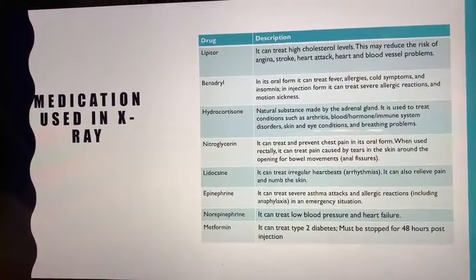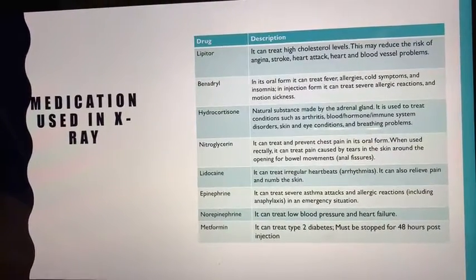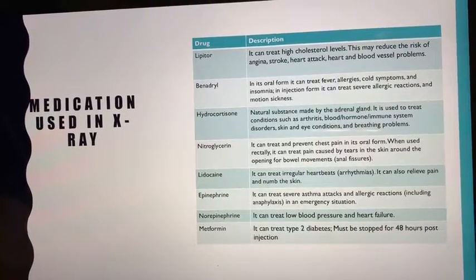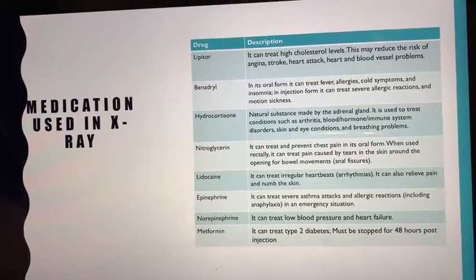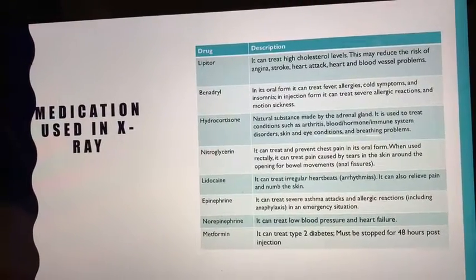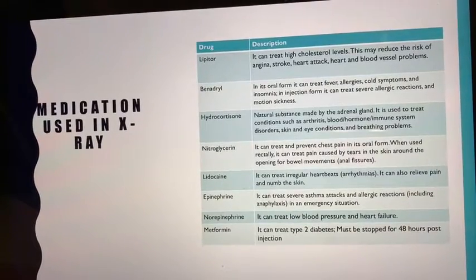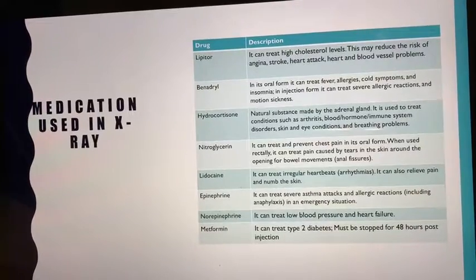We also have nitroglycerin. It can treat and prevent chest pain in its oral form. When used rectally, it can treat pain caused by tears in the skin around the opening for bowel movements, also known as anal fissures. We also use lidocaine. It can treat irregular heartbeats, also known as arrhythmias. It can also relieve pain and numb the skin.